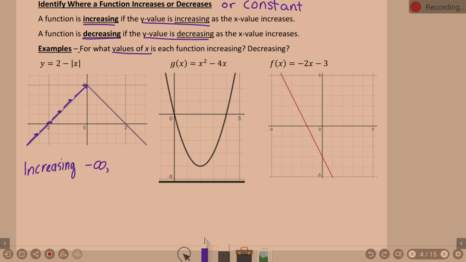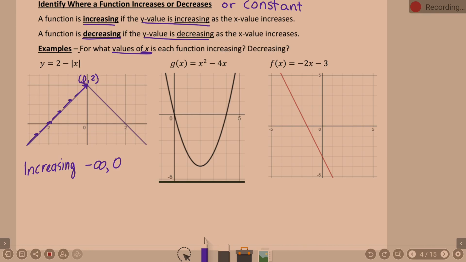What do you think? 2 or 0. One of them, right? Okay, so let's figure out which one it is. It's going to stop increasing at this point. What is the ordered pair at that point? The ordered pair is 0, 2, yes? Okay. We're giving our answers in terms of what? X. What's the X value there? 0. So we're going to say that it stops increasing at 0.